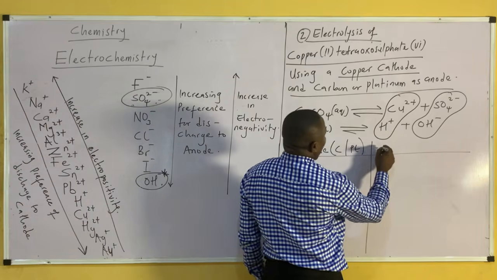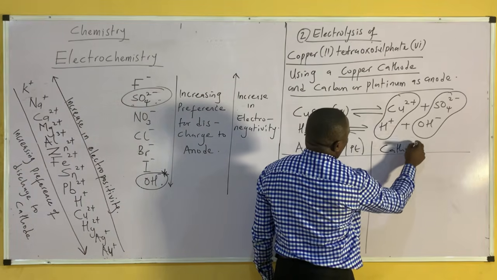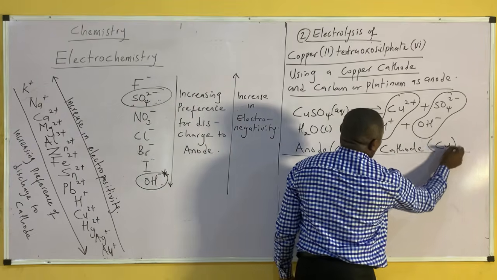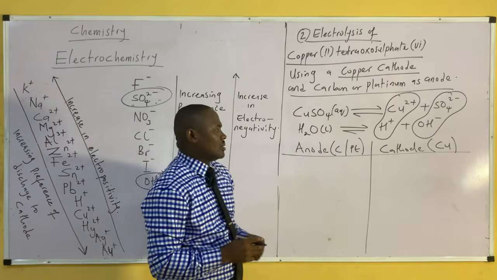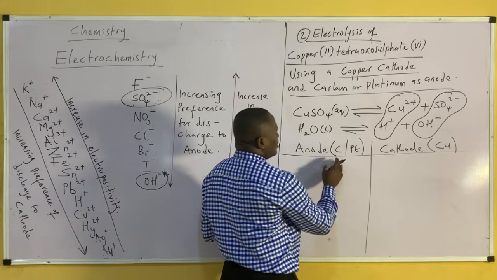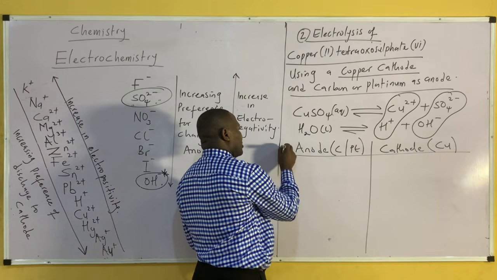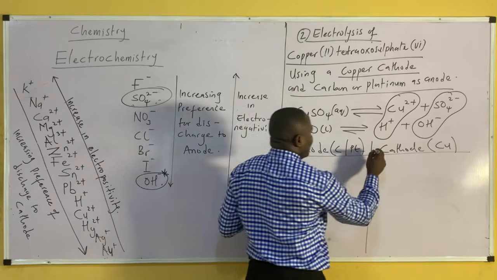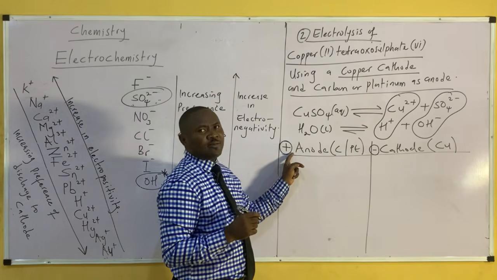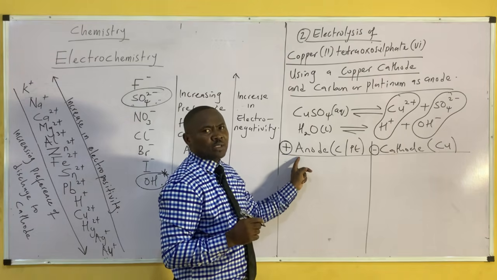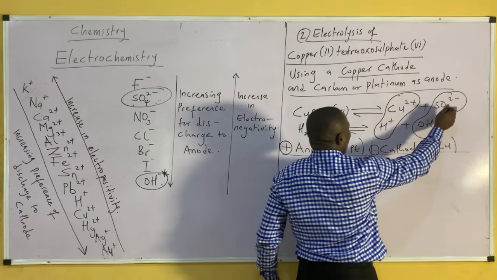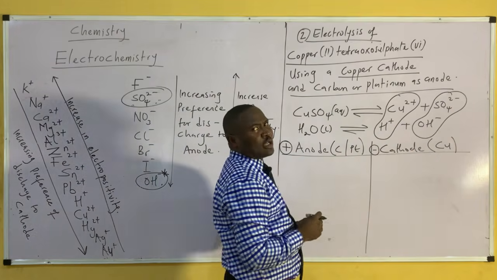But in our cathode, we have copper. Now, let's look at how it goes. Now, remember, what is the cathode? The anode is the positive, while the cathode is the negative. So, we are saying that negative ions will go towards the anode. So, which are our negative ions? I have SO4 2- and OH-.